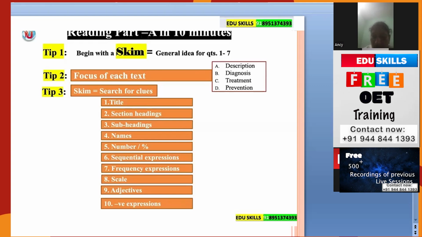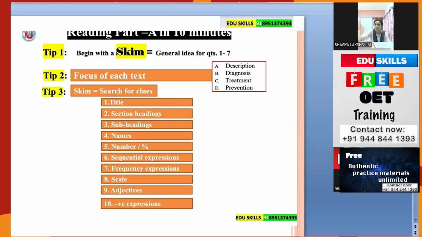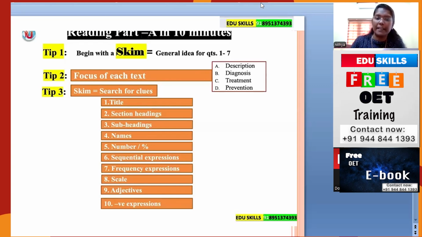The reason I do this is that you have to memorize all these things and feed them into your brain. I have to underline title, section heading, subheading, names, numbers or percentage, sequential expression, frequency expression, scale, adjective, negative expression. That is our target. So memorize the things we have studied in the previous classes. Just memorize.